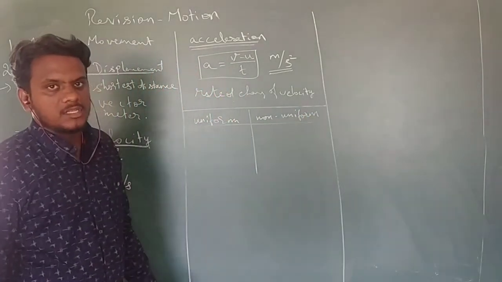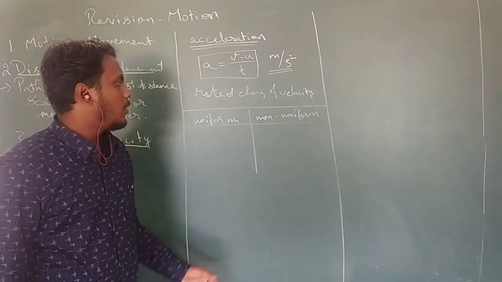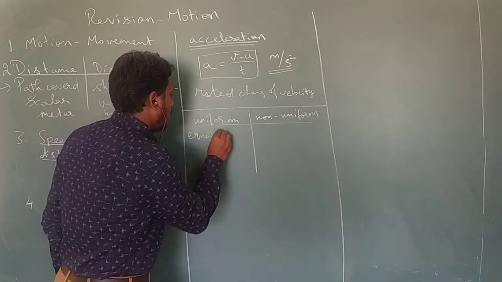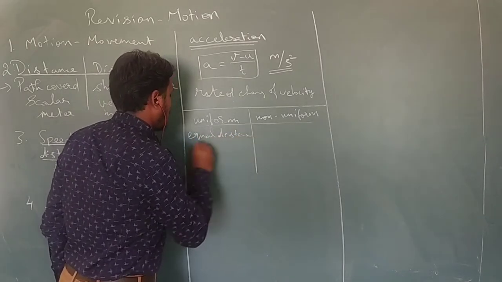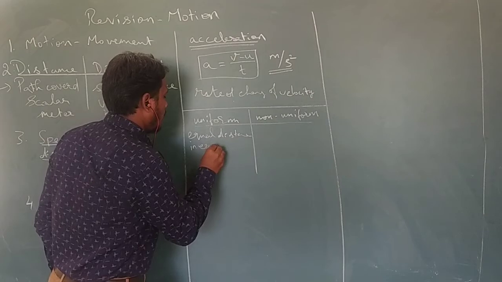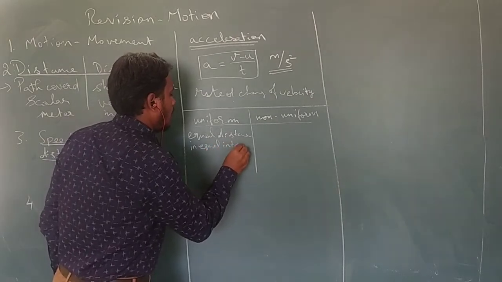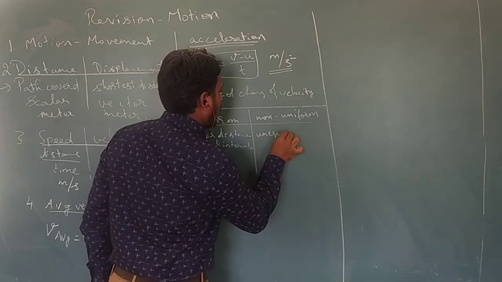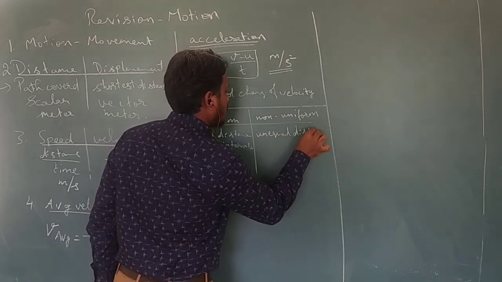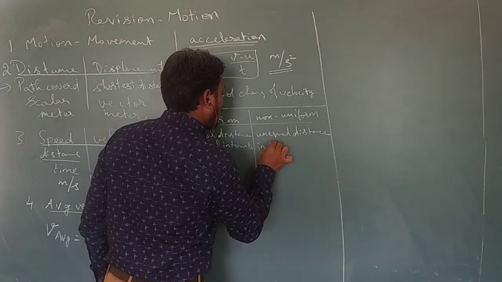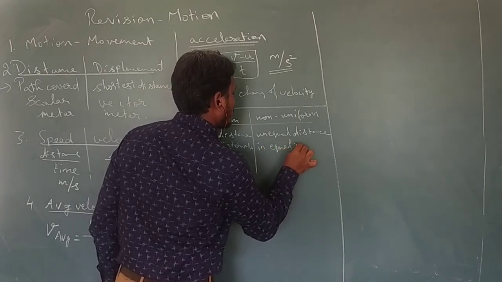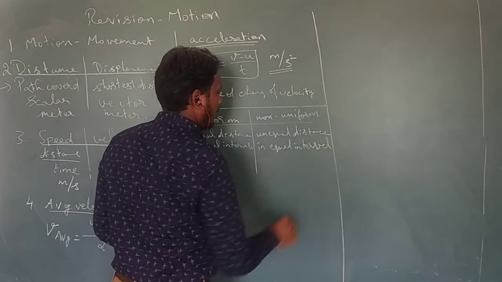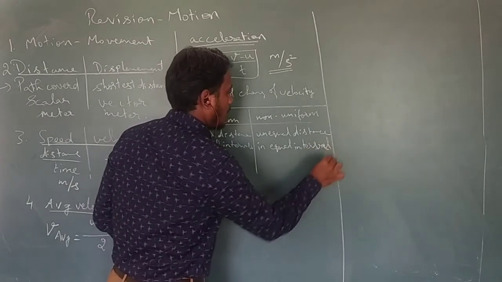When an object covers equal distance in equal intervals of time, that is uniform motion. In non-uniform motion, it covers unequal distance in the same equal intervals, right? So let's say a common interval. I'll explain by an example.